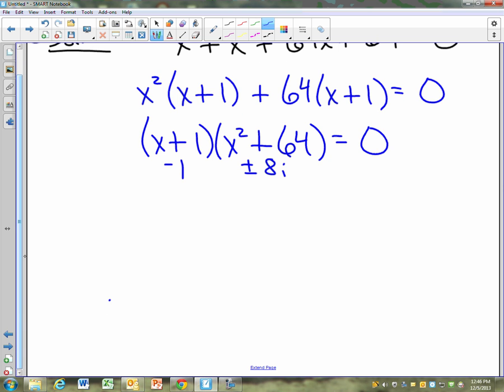So my complete factored form would be x plus 1 times x minus 8i times x plus 8i. You don't have to do that. I'm doing this because this is going to help you do what we do next. Okay?